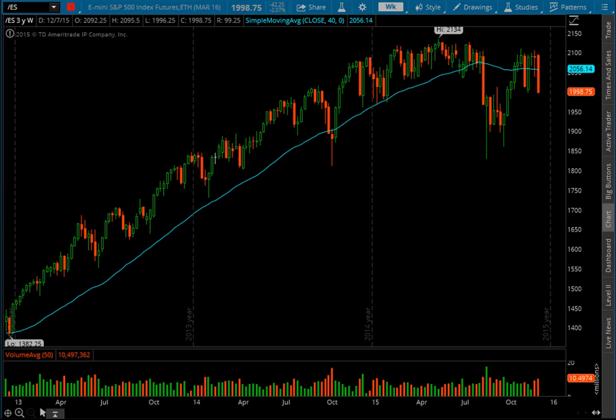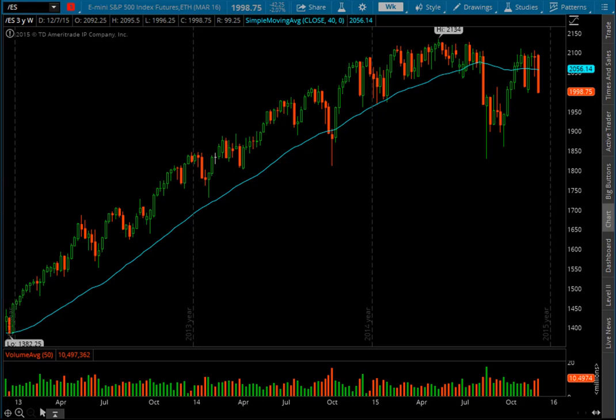So this week I'm going to do analysis on the S&P 500 futures instrument, or you can say the S&P 500 cash index. And I'm going to look at a bigger time frame, starting from the big picture, which is the weekly time frame, going into the smaller picture, which is the daily time frame.